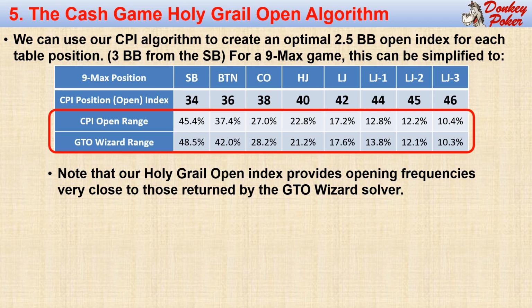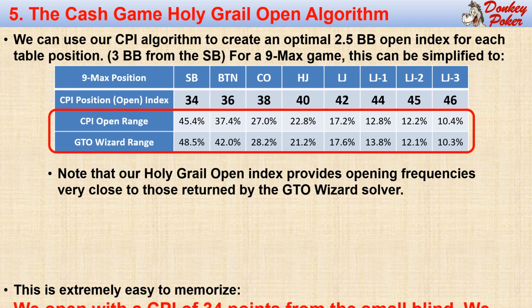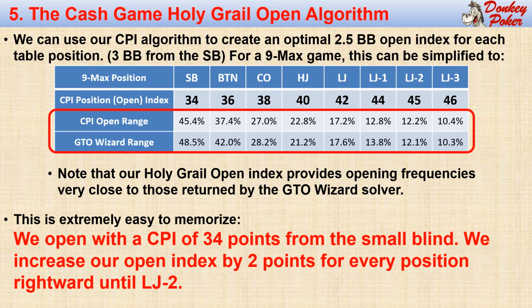This chart is extremely easy to memorize. We simply open with a 34-point hand from the small blind and increase our index by 2 points for every position that we sit rightward until we reach the low jack -2 seat, which is the under the gun player in an 8-max game.